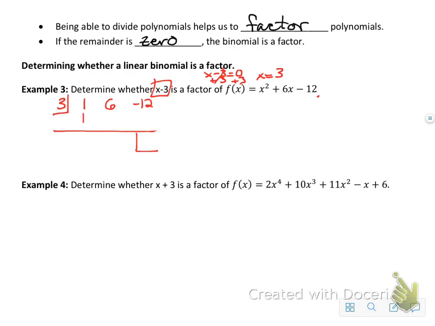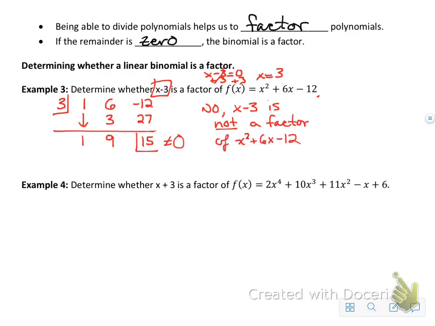So the first thing we do is bring down the 1. 1 times 3 is 3. Then we add down, so 6 plus 3 is 9. Alright, well 9 times 3 is 27. 27 minus 12 is 15. Oh no, that's not equal to 0. So our answer is no. x minus 3 is not a factor of x squared plus 6x minus 12. It can't be, because the remainder is not 0.